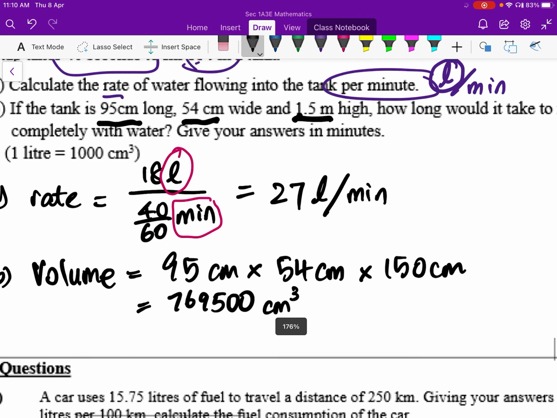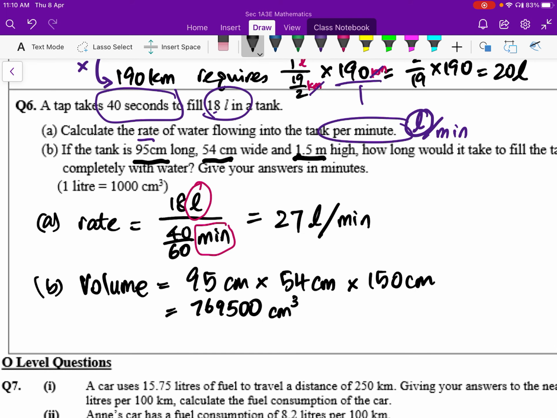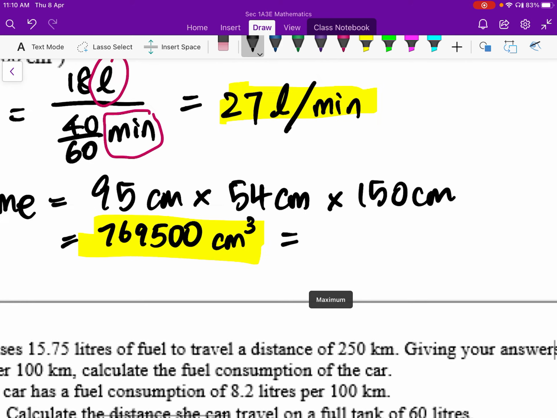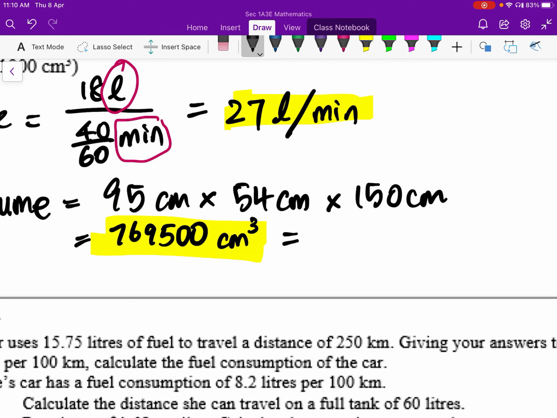I want to find how long it will take to fill the tank completely with water. Definitely, I will be using this information: 27 liters per minute. What about this? How many liters will this be? So we need to do a conversion simply by dividing by 1000. So 769.5 liters. So with this, I think you can calculate how long it will take.